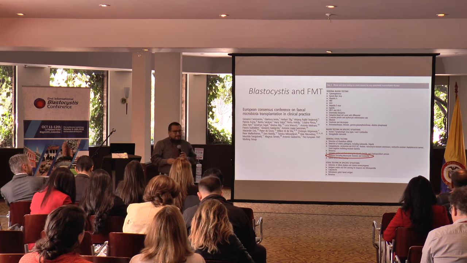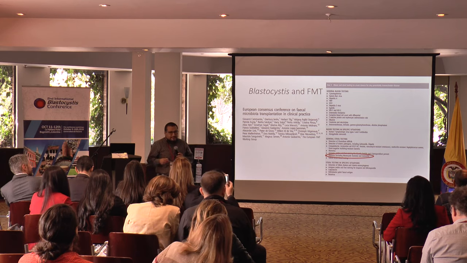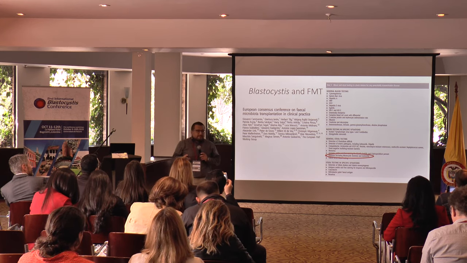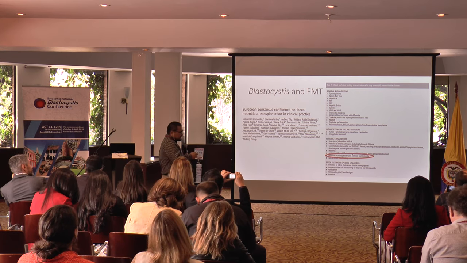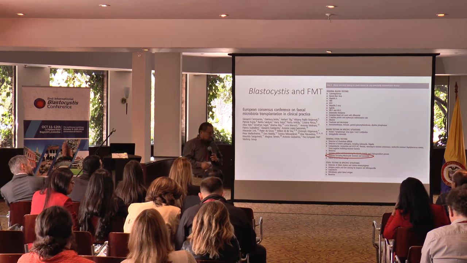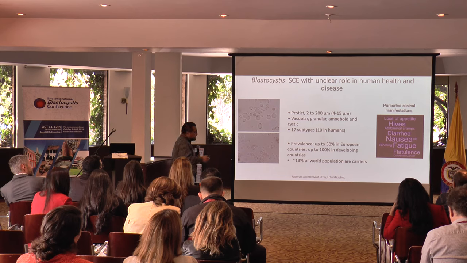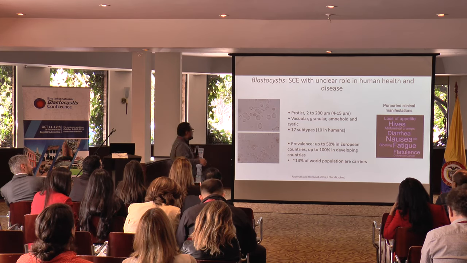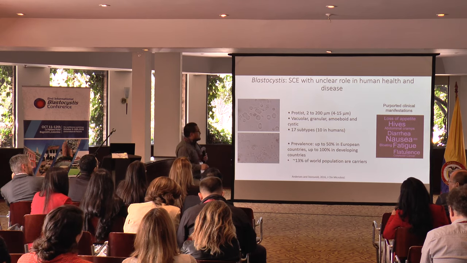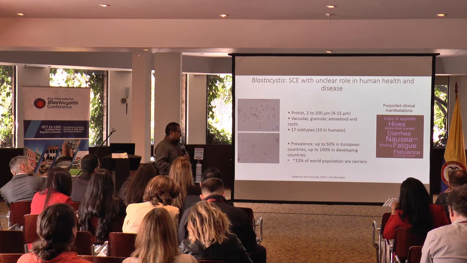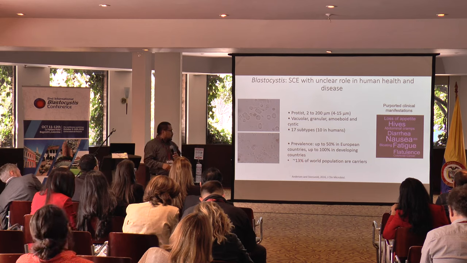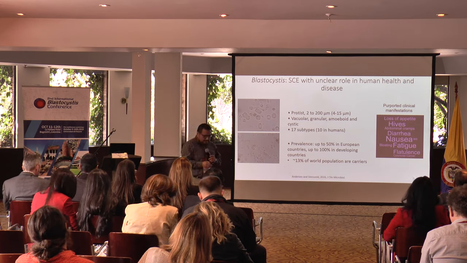But now, how can that be related to, for me, the hero of these four days, Blastocystis? I think that, at least in the Flemish population, and it seems that in Denmark too, samples that have to be excluded following these guidelines will remove the most diverse ones in terms of bacteria and archaea composition. So I feel a little embarrassed to show this slide because you know more than myself about Blastocystis, but I will just summarize that it's a single cell eukaryote and its role is unclear in health and disease. Its prevalence can reach up to 50% in European countries and up to 100% in developing countries, and it's estimated that 15% of the world population are carriers of this single cell eukaryote.